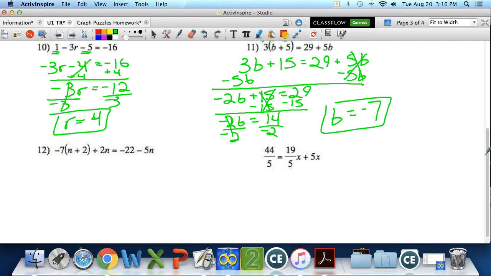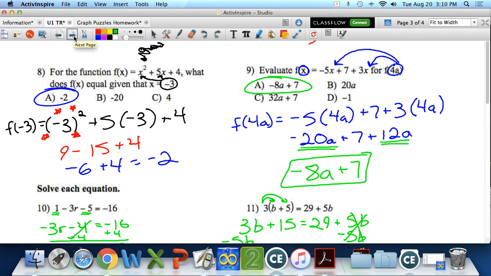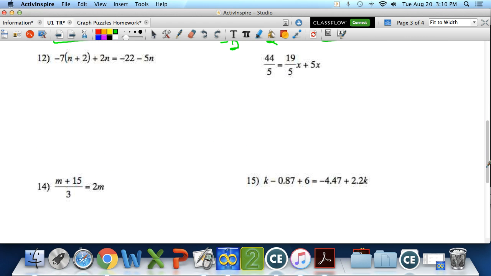Number 12 down here at the bottom has even more stuff going on. I think part of my page is cut off. Let's go back and forward. There we go. It's got even more stuff going on down here on number 12. Again, though, we have to start by freeing it up. Distribute. We get negative 7n minus 14 plus 2n equals negative 22 minus 5n. Didn't change anything here on the right side. There was no work to be done yet.